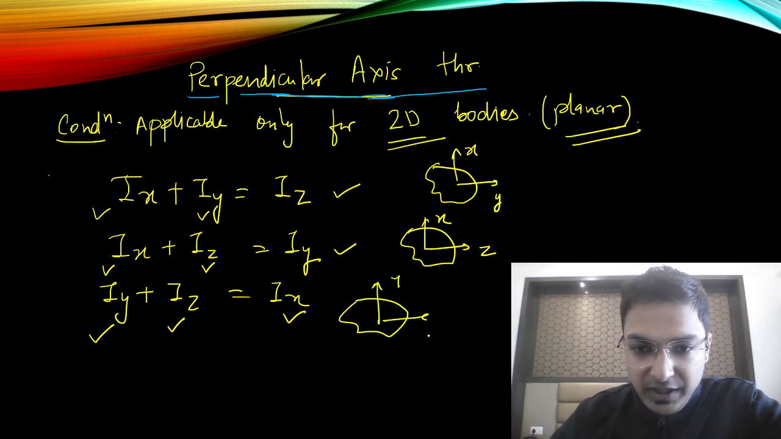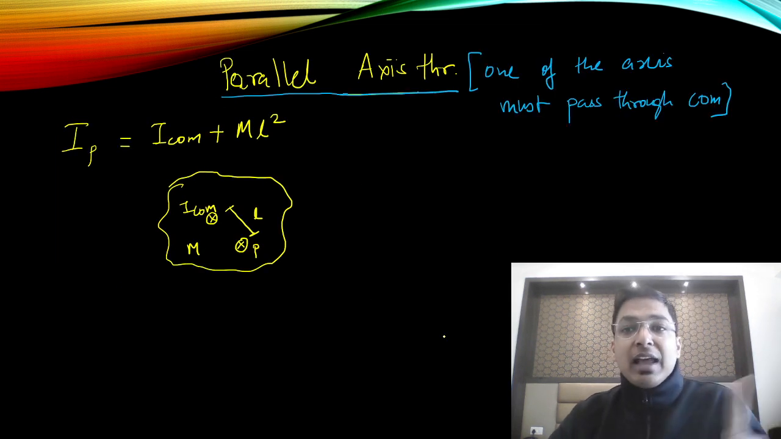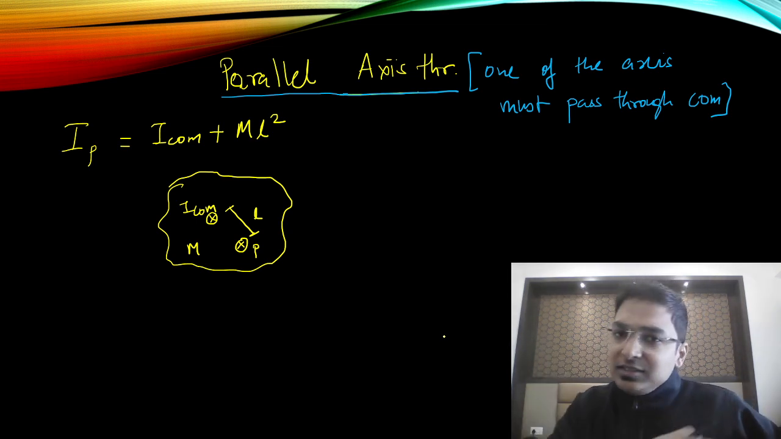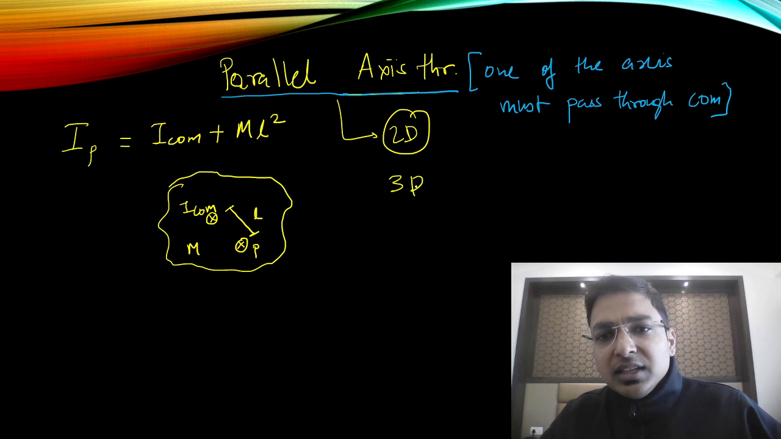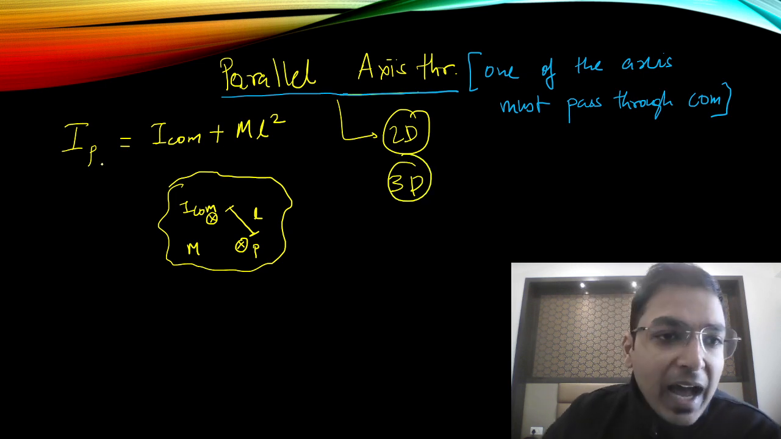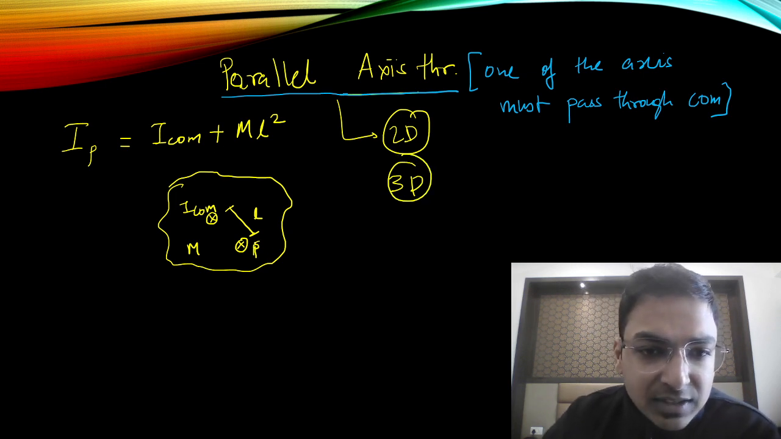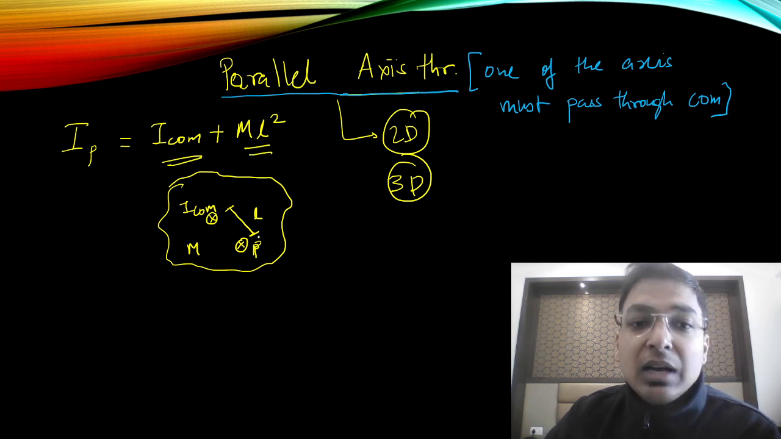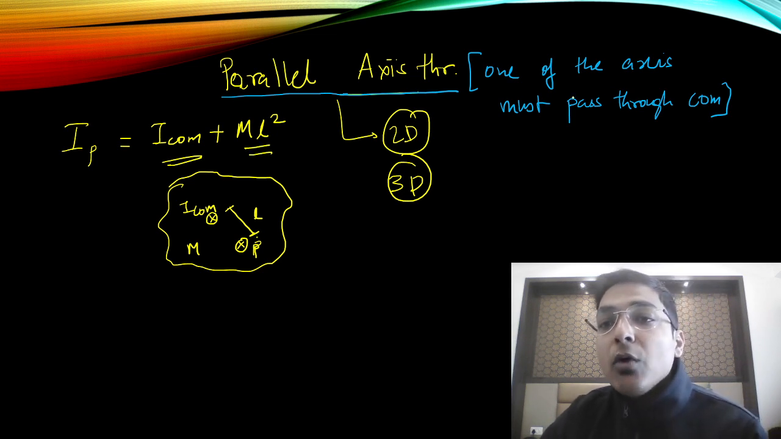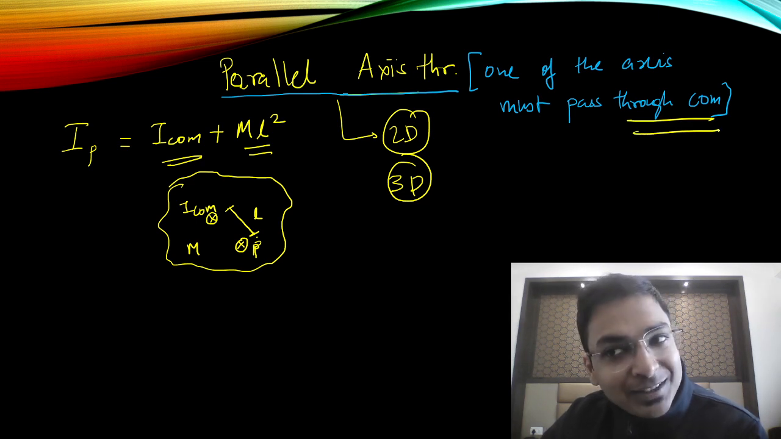The yz plane. Okay, next is the parallel axis theorem. This is applicable for 2D and also 3D. And what is the formula? I about the axis p is I COM plus m into L square. Which distance? The perpendicular distance. And remember, one of the axes must pass through the center of mass.